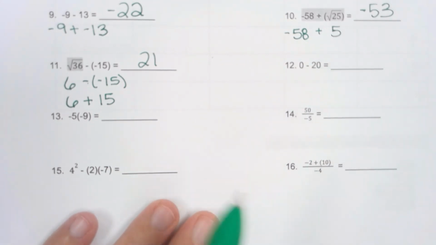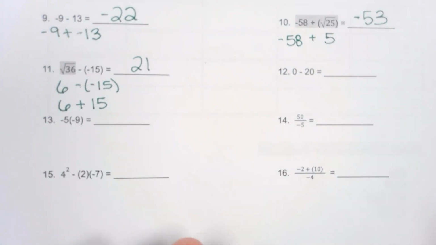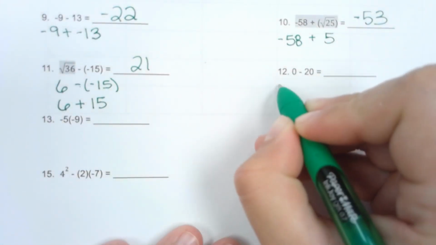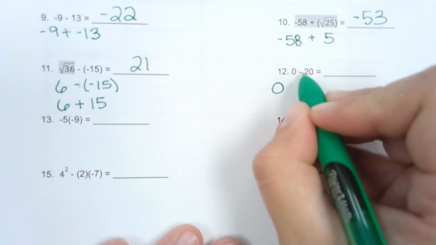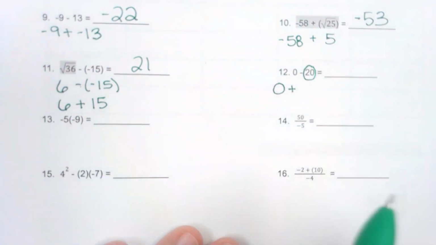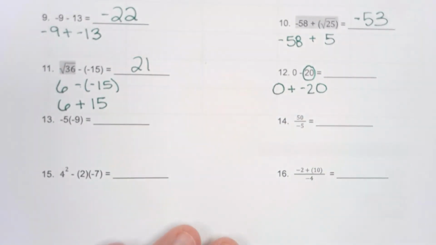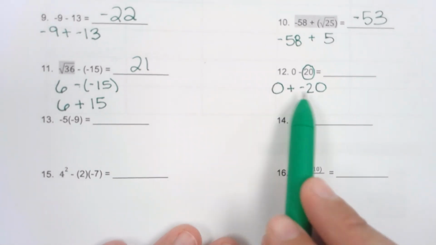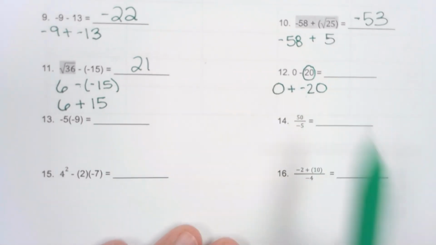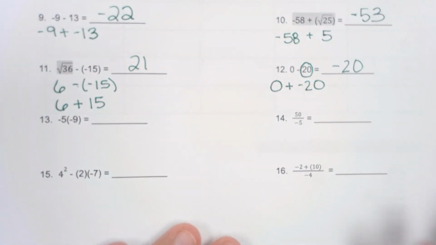All right, next one, 0 minus 20. So again, you can use your keep change opposite if you would like. So you keep the first number the same, change subtraction to addition, and add the opposite. So since that's a positive 20, the opposite of a positive 20 is a negative 20. So 0 plus negative 20, well, 0 plus anything is just that anything. So that means that our answer here is just negative 20.